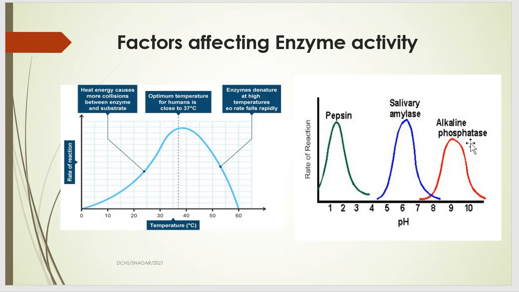Alkaline phosphatase is another enzyme that works really well in basic pH. You can see that around 9, which is significantly basic, is the best for this particular enzyme. So from this, what we can conclude is each enzyme has its own optimum pH to function well. This one works well in an acidic environment, this one in neutral pH, and this one in basic pH.